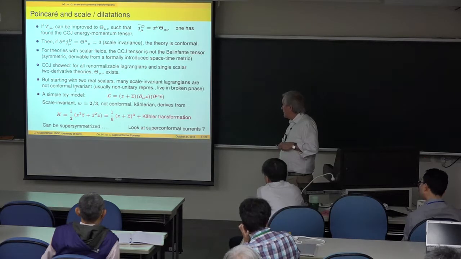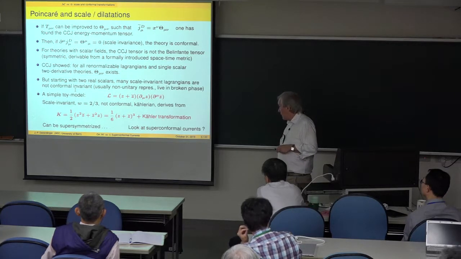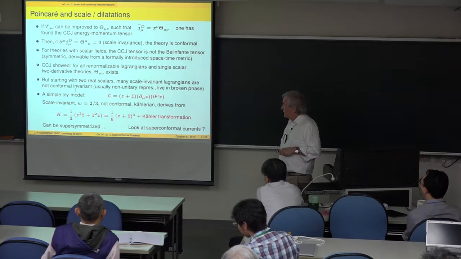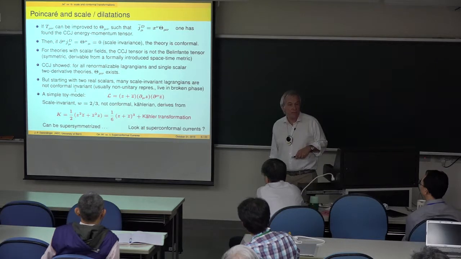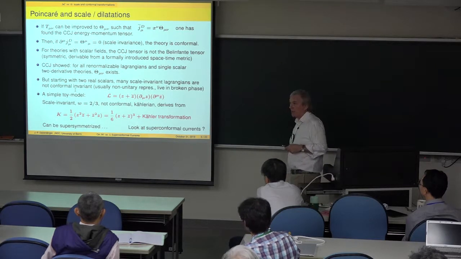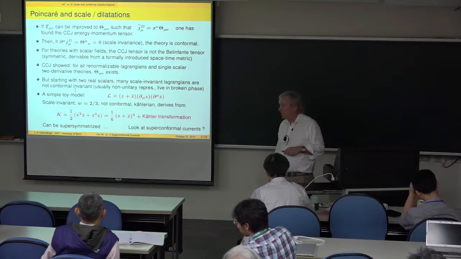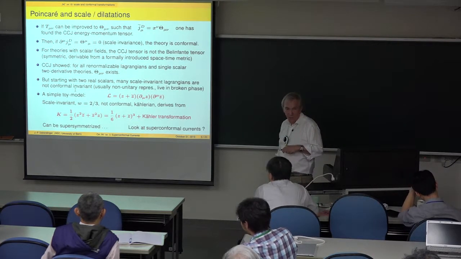Now, this model is Kählerian. It derives from this scalar potential, which is just Z plus Z bar cubed up to a scalar transformation. And since it is Kählerian, it can be supersymmetrized. So a part of my discussion will be what happens with the superconformal current for such a scalar potential.